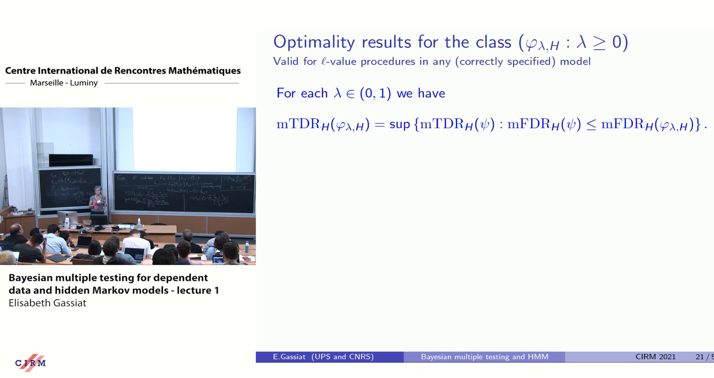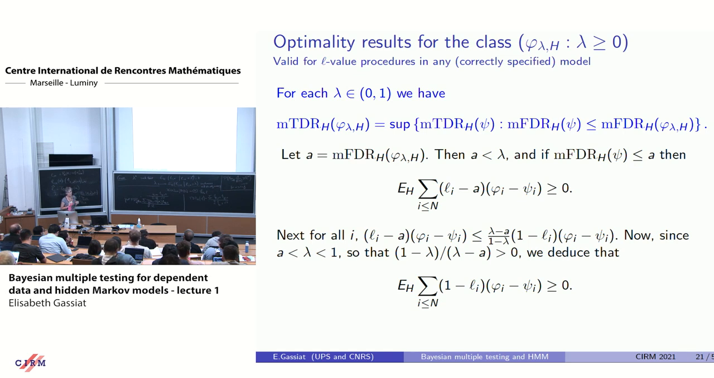Then the last part of the proof is very general. So I will give it now. Time goes on, so maybe... First we prove that if you take the right parameter and you threshold, then you optimize the power. It achieves the maximum, the supremum, of the true discovery rate among all procedures that control in the same way the false discovery rate.